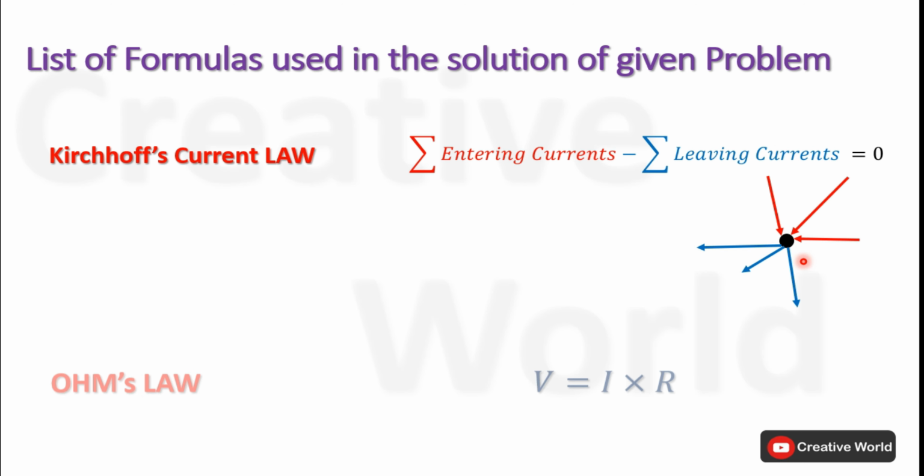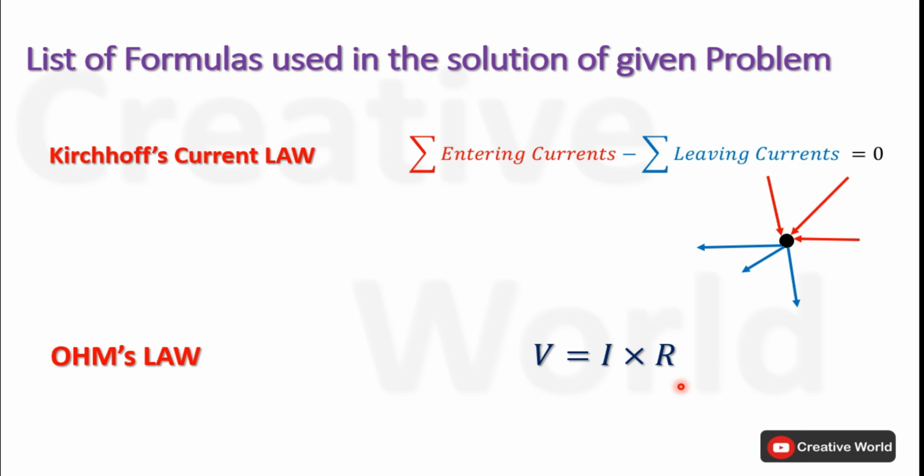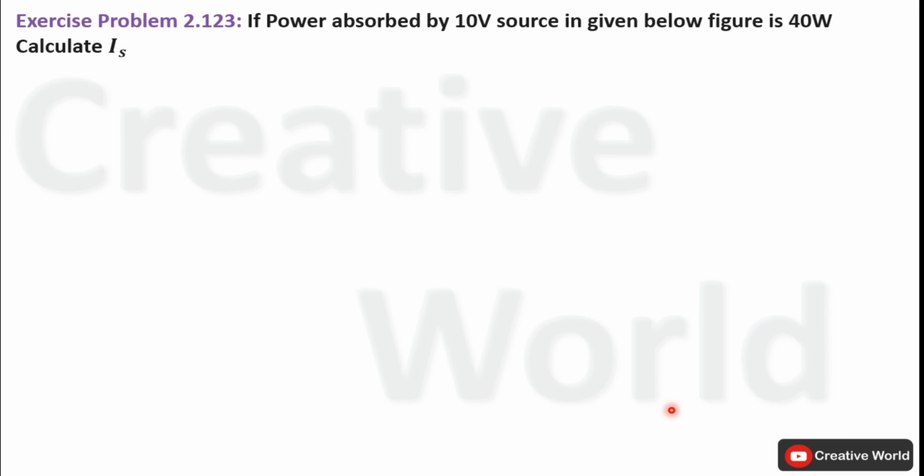We also will be using Ohm's law. According to this law, the voltage across any resistance R is the product of the current through it and the value of the resistance itself. Now move towards the problem.